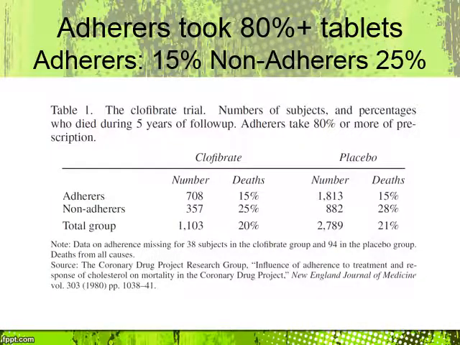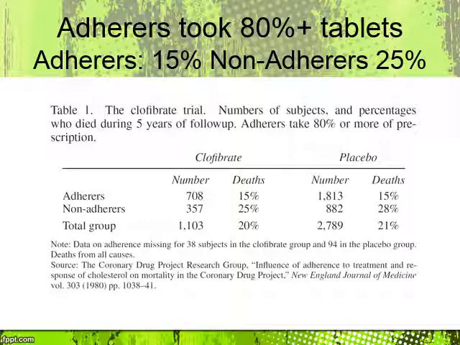So here's a table of the results from the Clofibrate trials. If you look at the total deaths in the control group, that's 21%, and in the Clofibrate group it is 20%, and this difference is not significant.